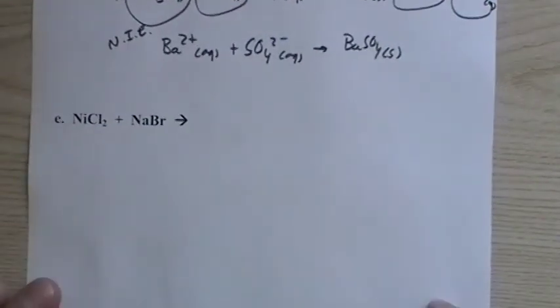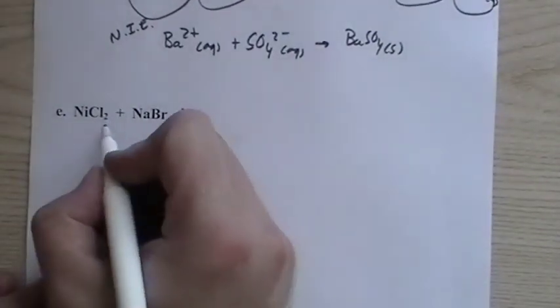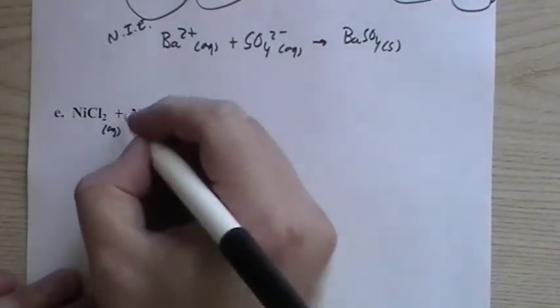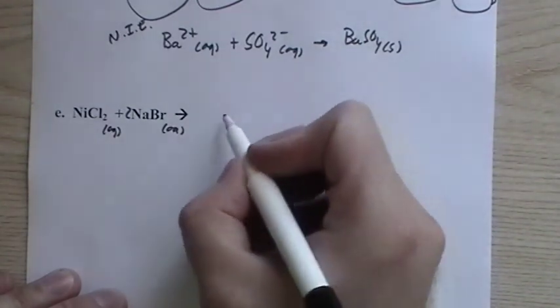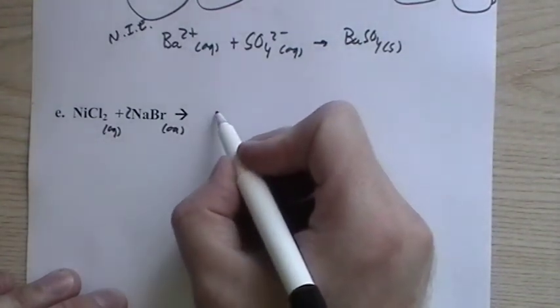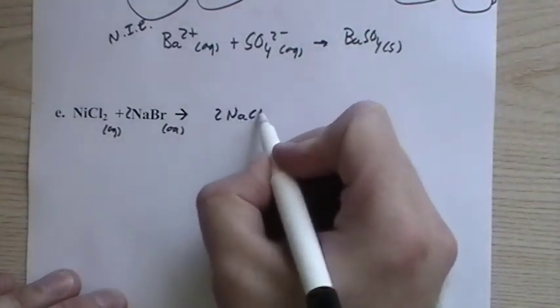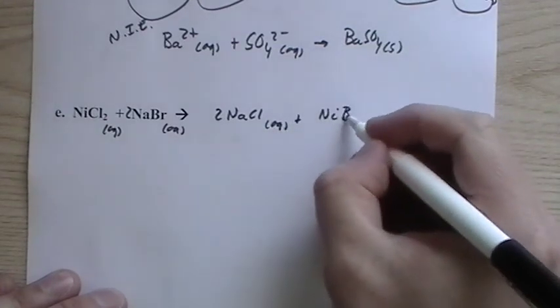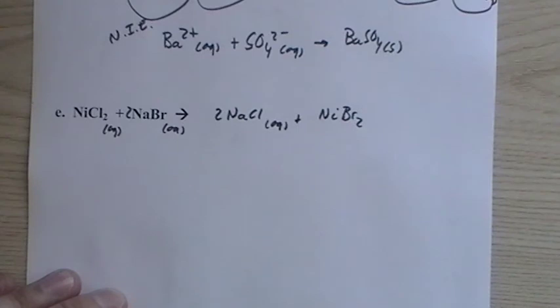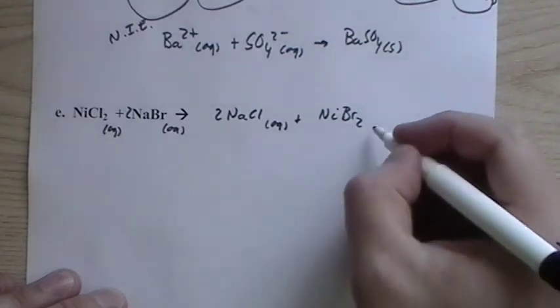And then the last one here, nickel 2 chloride. Chlorides are aqueous. Sodium bromide, definitely aqueous. This would be a 2 here. Then we have 2 sodium chloride which is aqueous, and then nickel 2 bromide. And nickel 2 bromide is aqueous as well.